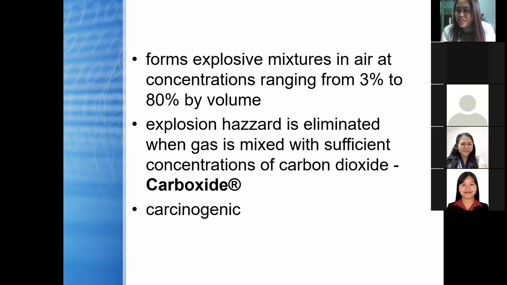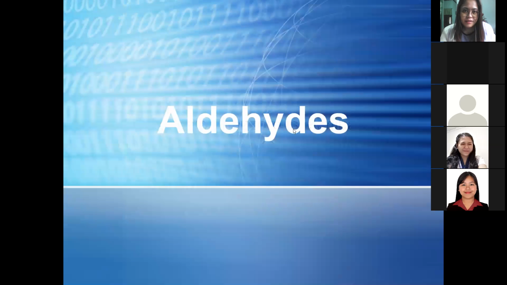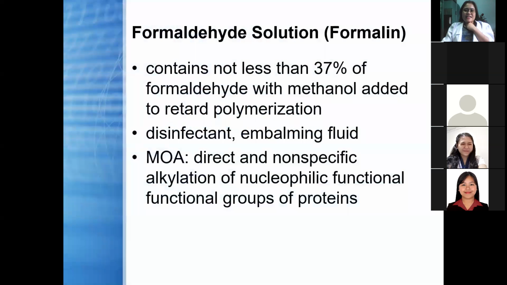However, this is just a disinfectant. It's not an antiseptic because ethylene oxide is carcinogenic. So once you are exposed, it can cause cancer. Okay? Questions about the alcohols and related compounds, those ethers? None. Sure. I still have time, so I'll continue with the aldehydes.